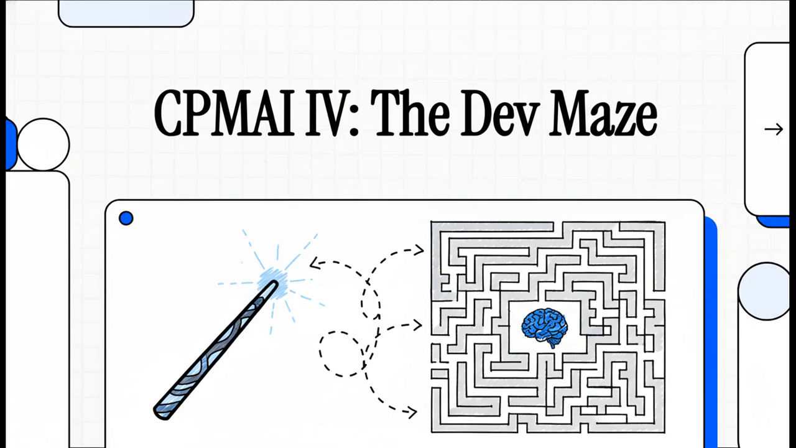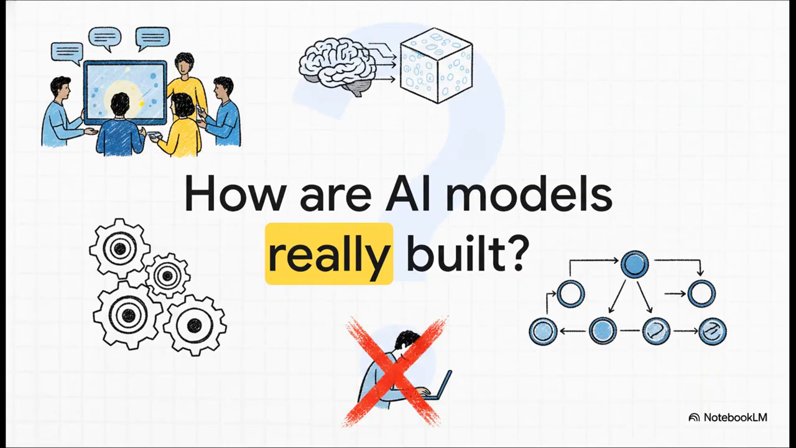All right, let's dive into phase 4 of the CPMI methodology. We're talking about AI model development. Now, a lot of people think this is where the magic happens, right? Where some kind of digital intelligence is just created. But the reality? It's much more like trying to navigate a really complex maze, where every single turn you take is a critical decision. So, how are these things really built?